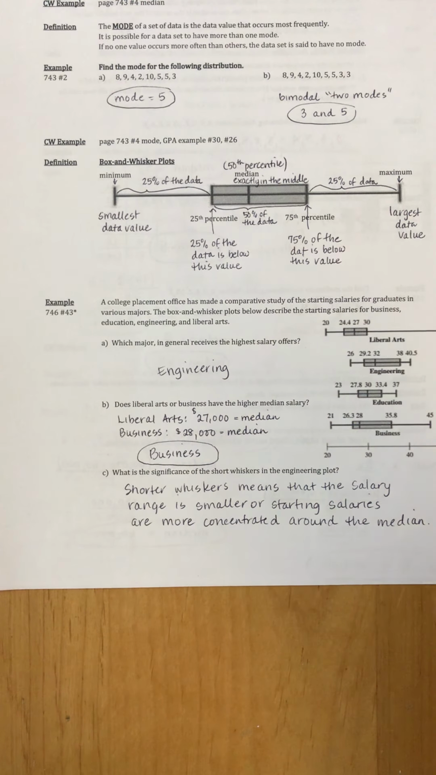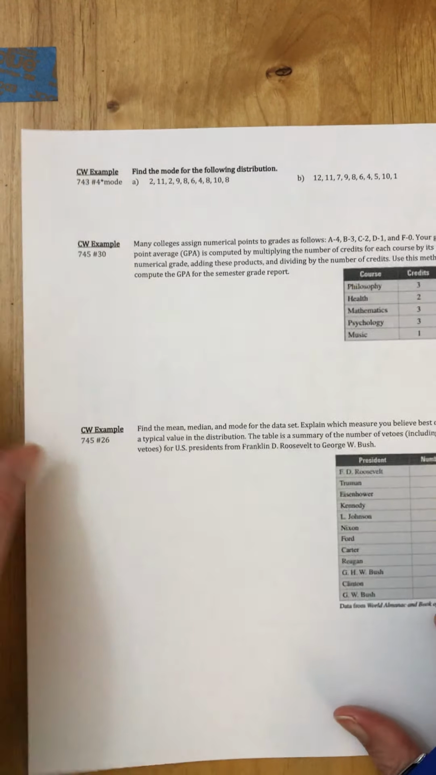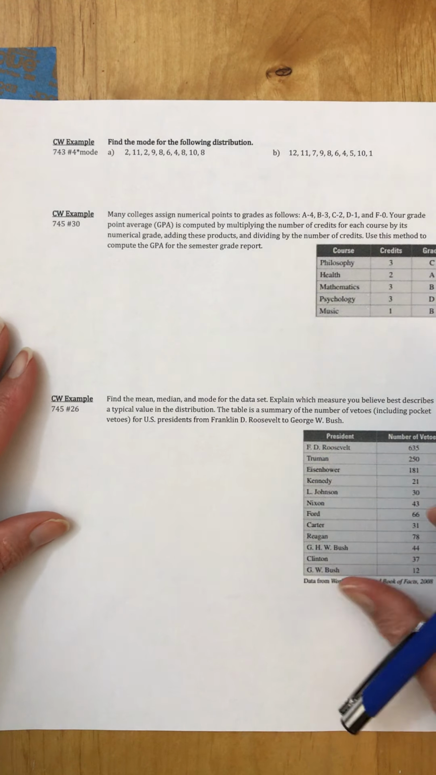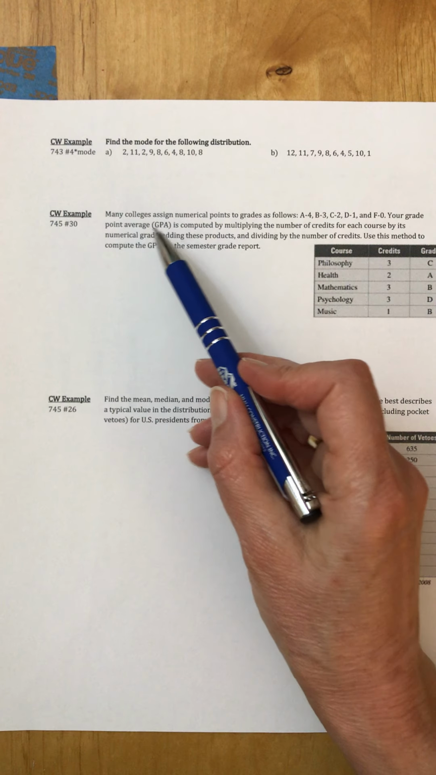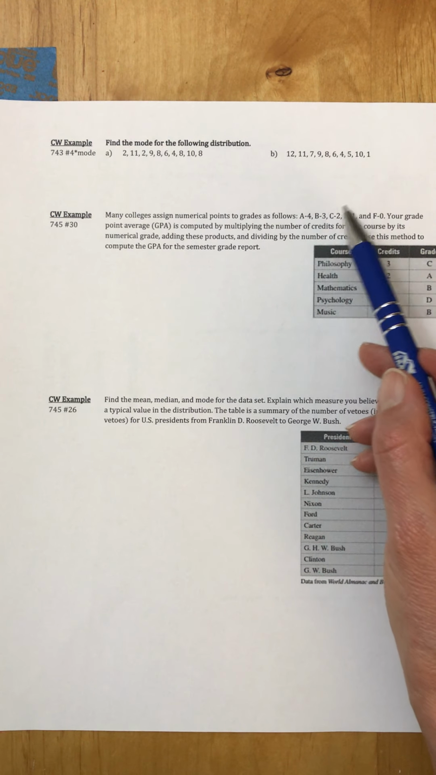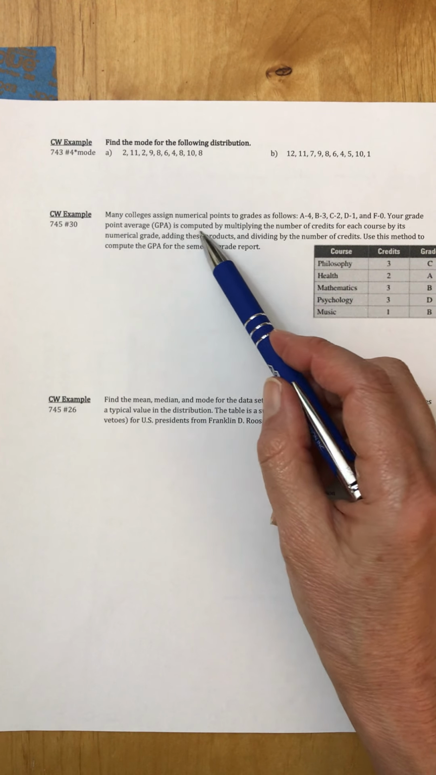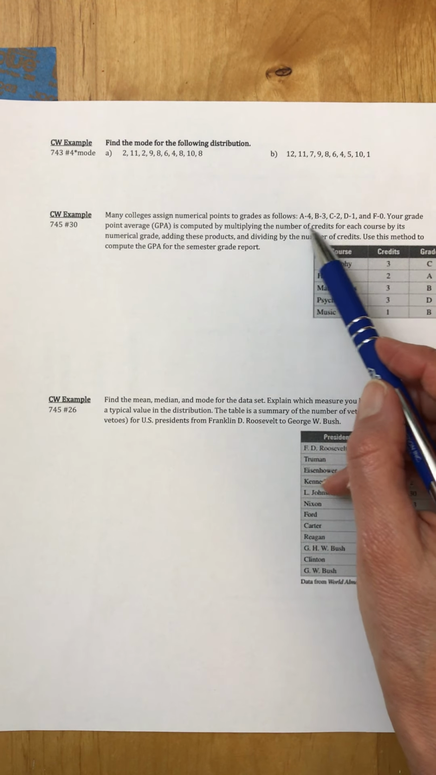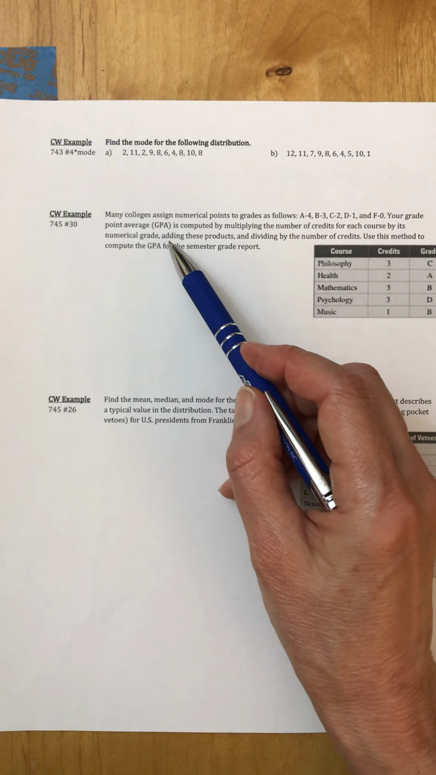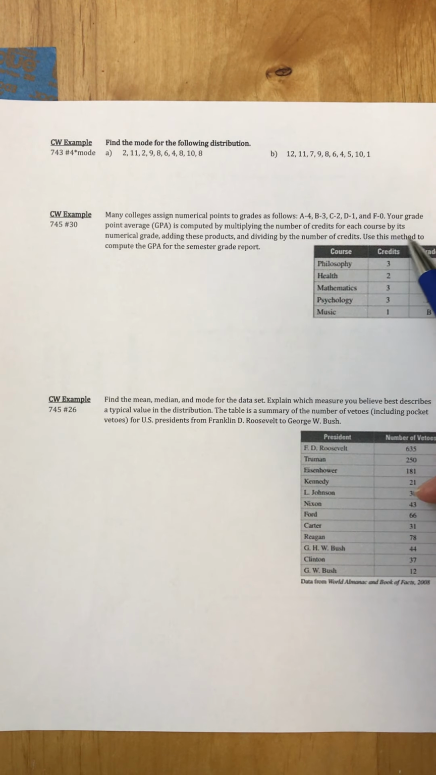Okay, so that's it for this page, but I wanted to give you a little bit of a hint for your classwork. So let's take a look. On the back page here, when you're doing grade point averages, let's just make sure you know how this works. Many colleges assign numerical points to grades as follows. An A is worth 4 points, B is worth 3, C is worth 2, D is 1, and F is 0. Your grade point average, GPA, is computed by multiplying the number of units or credits for each course by its numerical grade. Adding these products and dividing by the number of credits, use this method to compute the GPA for the semester grade report.